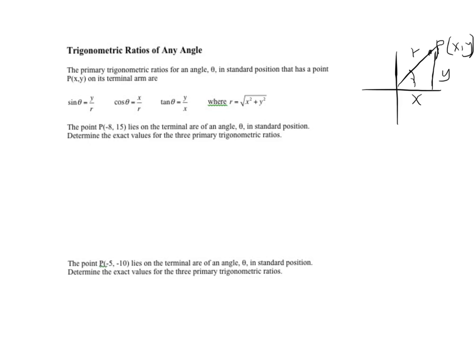So here's the type of question that you may need to answer. The point P, (-8, 15), lies on the terminal arm of an angle theta in standard position. Determine the exact values for the three primary trig ratios. So I'm going to draw a quick sketch of that. Where would that point (-8, 15) be?